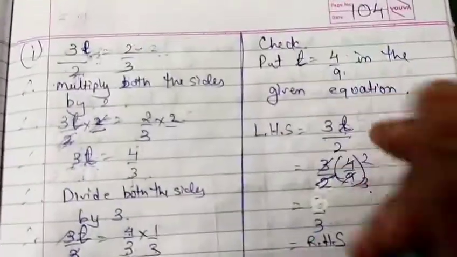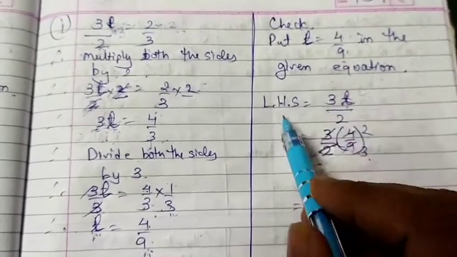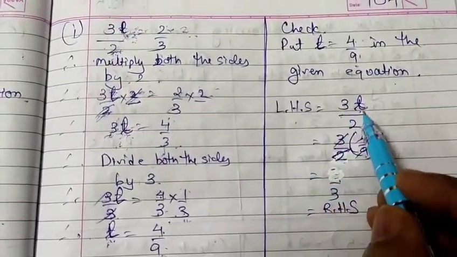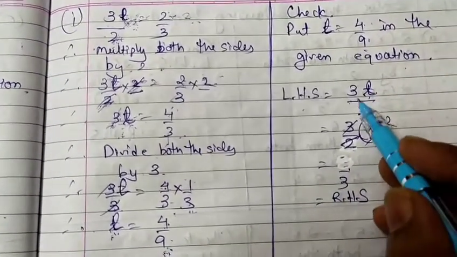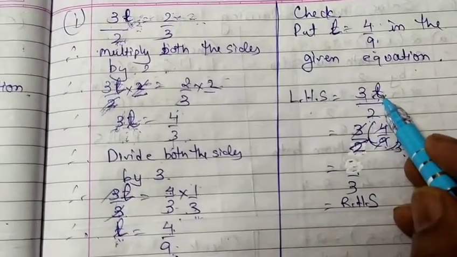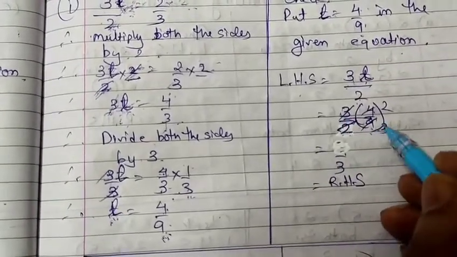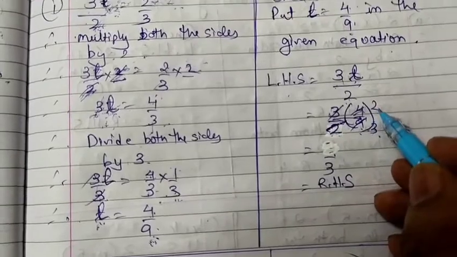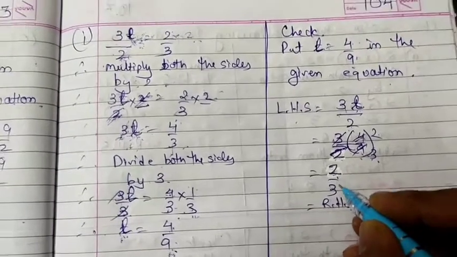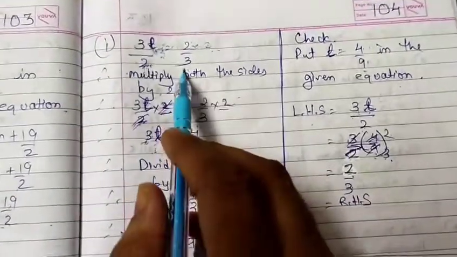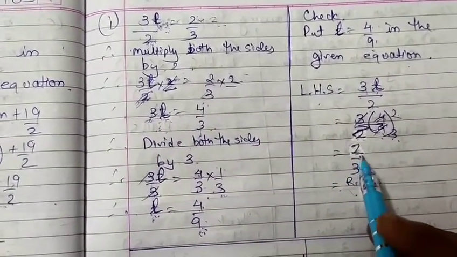Now dear student, put L equals 4 by 9 in the given equation. Now here LHS is 3 times L upon 2. Substitute the value of L, that is 4 by 9, in place of L. So write down 3 by 2 as it is, and in place of L write 4 by 9. Now do cancellation if it is possible. 3 3s are 9 and 2 2s are 4. In numerator 2 is left and in denominator 3 is left. So write 2 in numerator and 3 in denominator, and see whether it is there in the right hand side. Yes, it is there, 2 by 3. So LHS equals RHS, and it is a solution of the equation.